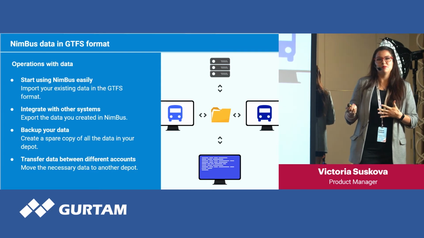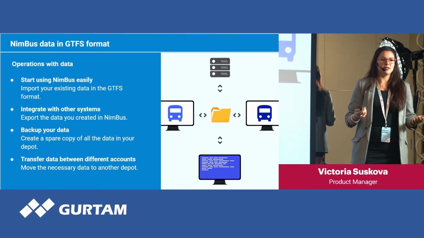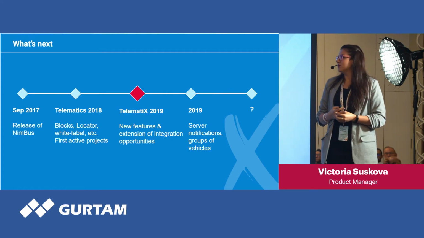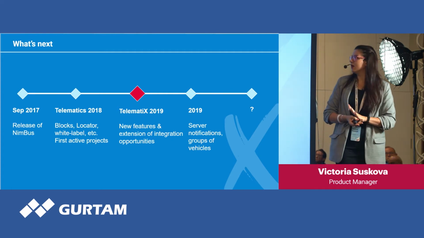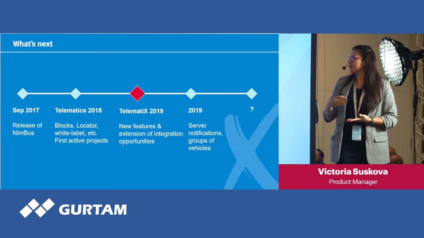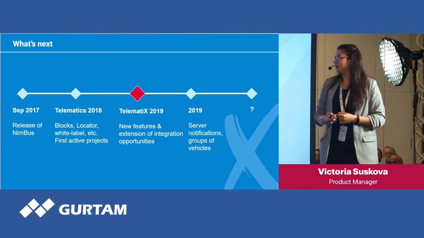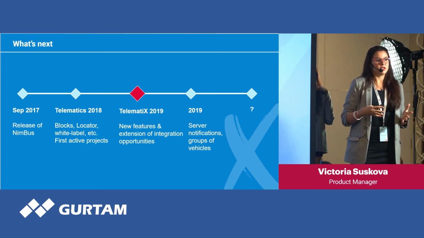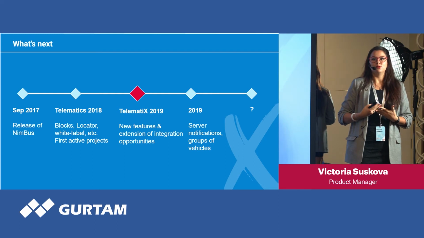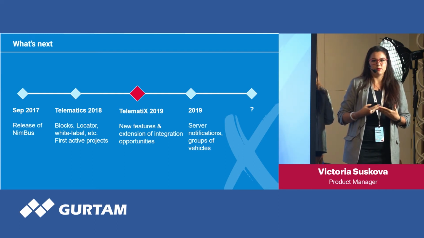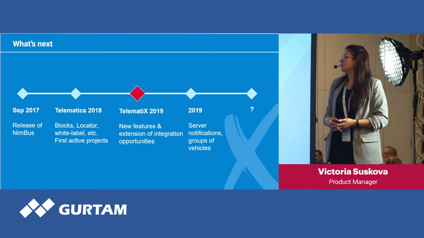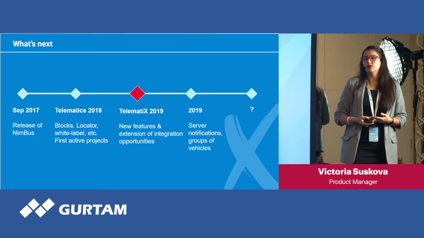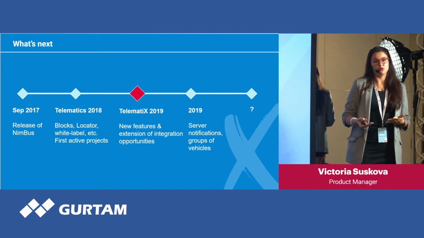As I mentioned in the beginning, the application is almost 2 years old, so I'd like all of us to take a look at the timeline of the development. In September 2017, we released NimBus, and from this time till the last year's partner conference, Telematics 2018, we had already gotten the first reviews on the application's work and the first information about real projects that were launched by that period. Also, we have developed a lot of really useful features for our users, such as blocks, locator, white label, compatibility with Realtime and Local, and much more.